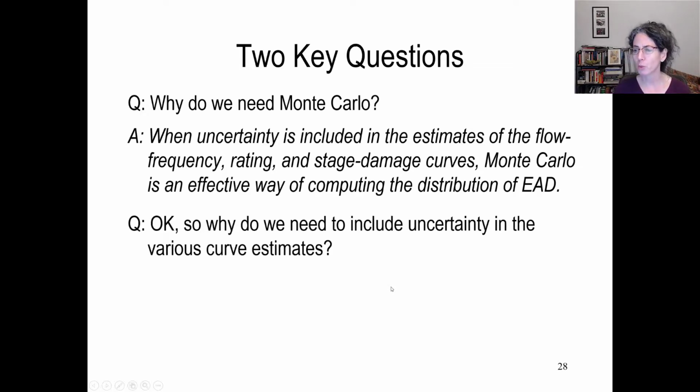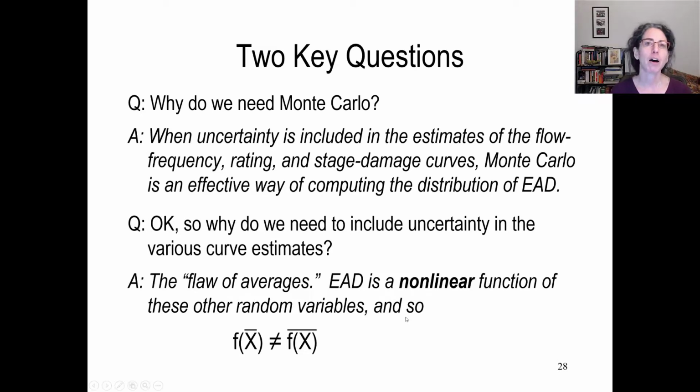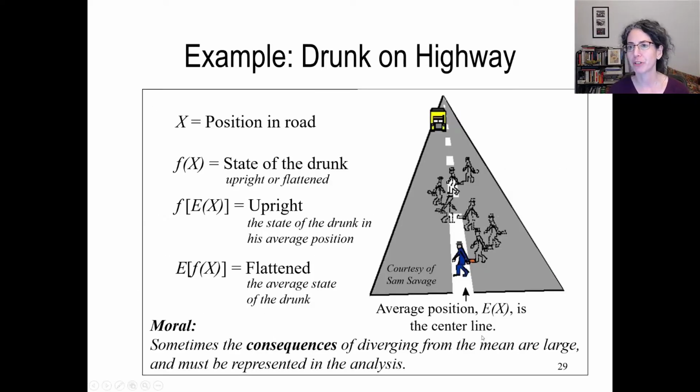Okay, so the next question would be, why do we need to include the uncertainty in the estimates of those various curves? And the reason is something called the flaw of averages. EAD is a nonlinear function of those other random variables. And what happens with a nonlinear function is that the function evaluated at the expected value is not going to be equal to the expected value or best estimate of the function. Now, there used to be a slide that showed a linear and a nonlinear function, and how for the nonlinear function, the evaluation at the best estimate was not the same as the best estimate of the curve. This time, we're going to jump right to the cartoon.